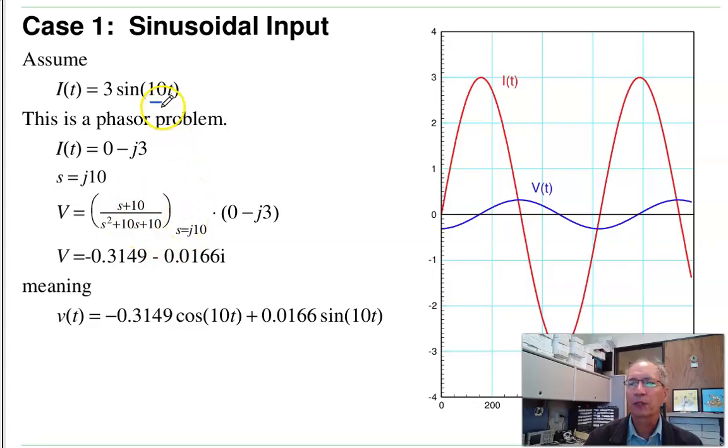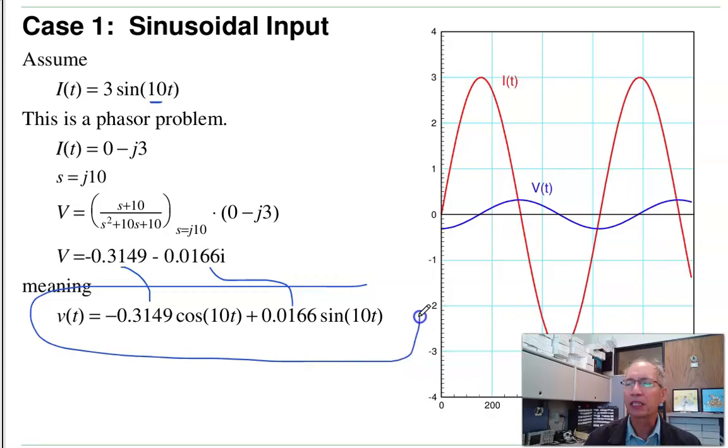In phasor form, the current is a complex number. The real part's cosine, minus j is sine. So this has 0 cosine part, 3 sine. This is the phasor form of the current. Multiply them all together, and I get a complex number. What that means is the real part's cosine, minus j is sine. So that's how I would find the voltage given the current if the current is a sine wave.